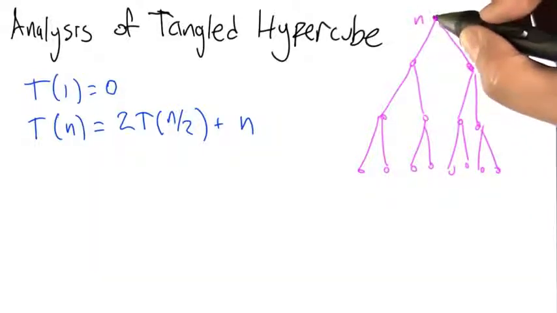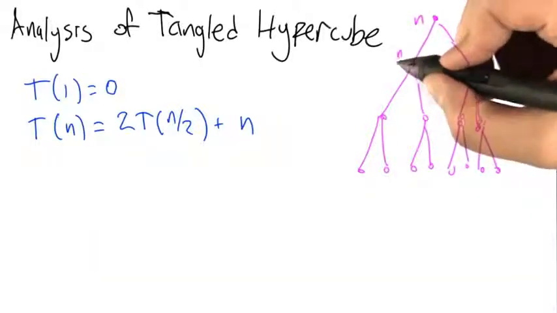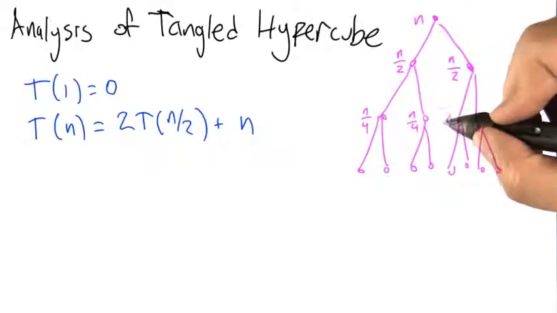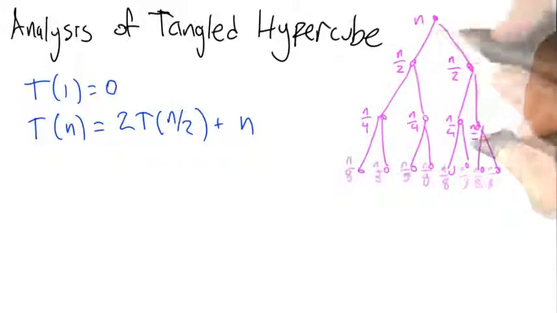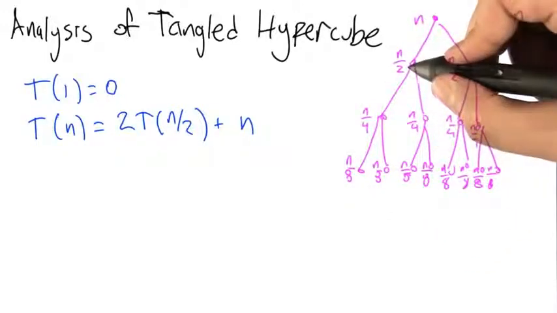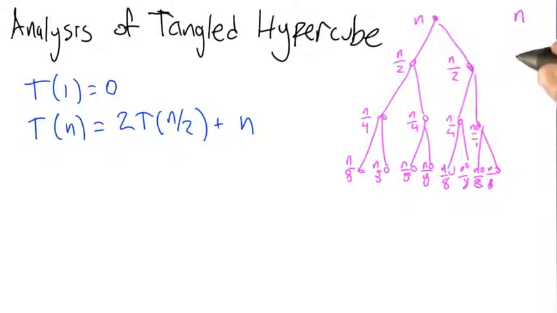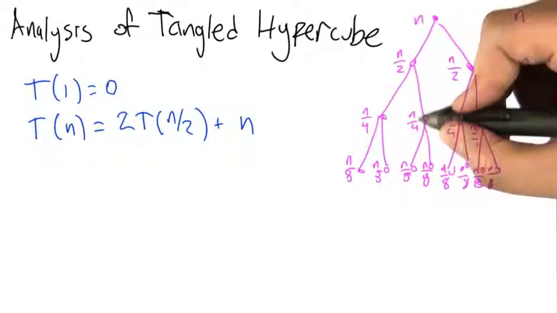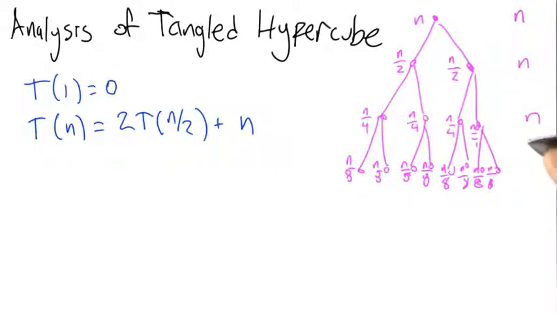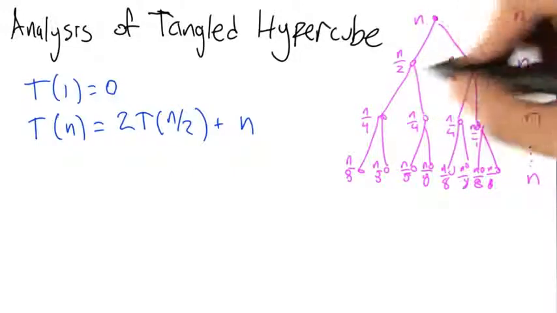We first consider generating a graph with n nodes. We do that by generating two graphs of n over 2. Each of those actually requires two graphs of size n over 4. At each of these levels, we're going to be generating n new edges: at this top level, n over 2 for this subgraph, and n over 2 for this subgraph, which adds up to n; n over 4 for this one, n over 4 for this one, n over 4 for this one, and n over 4 for this one, which adds up to n.